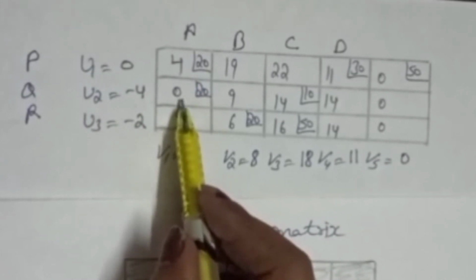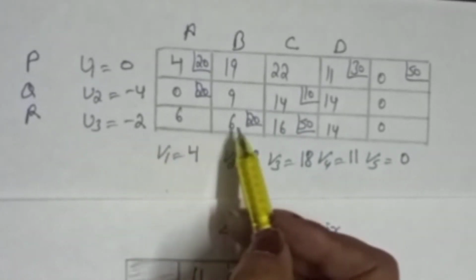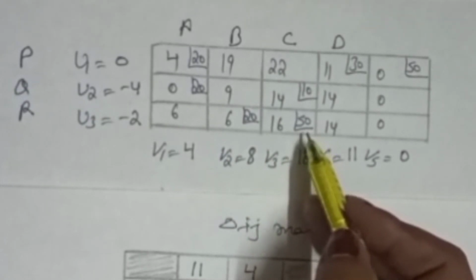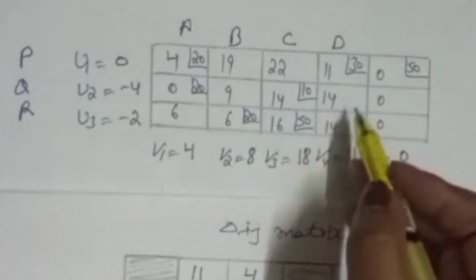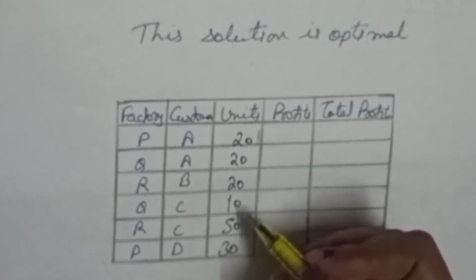Now Q factory and A customer has 20 units. Next, R factory and B customer has 20 units. And the next, Q factory and C customer has 10 units. R factory and C customer has 50 units. P factory and the last customer D have 30 units. So students, these are our units.